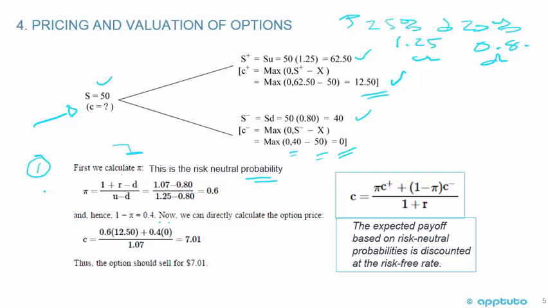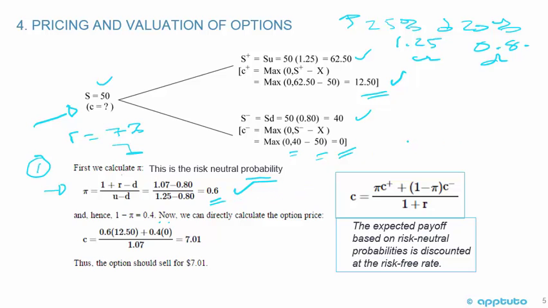And that formula is not too difficult. In the numerator, we've got 1 plus R minus D. Now recall from the previous slide, R is the risk-free rate, and it equaled 7%, okay? That was given to us. So 1 plus 0.07 minus the down factor, 1.07 minus 0.8 is in the numerator. And for the denominator, it's just the up minus the down factor. So 1.07 minus 0.8 divided by 1.25 minus 0.8, we get this risk-neutral probability to be 0.6.